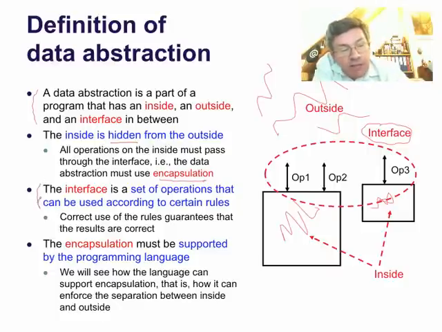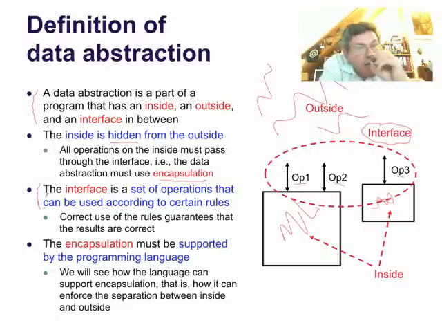And what is the interface? This set of operations here, op 1, op 2, op 3. Well, it's a set of operations that can be used according to certain rules. So the rules are part of the interface. And the point is that if you use these rules correctly, then you know the results will be correct. If you use them incorrectly, you will not get correct results. The abstraction probably will not break. It has well-defined behavior, but in order to get correct results, you must use the rules correctly.